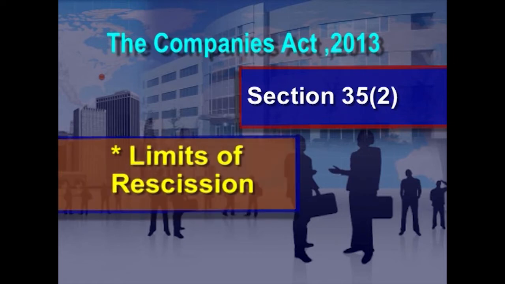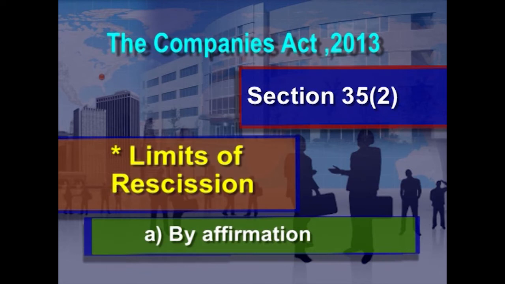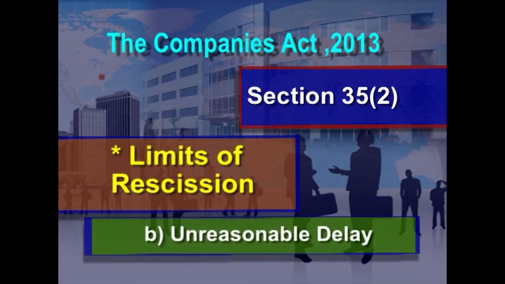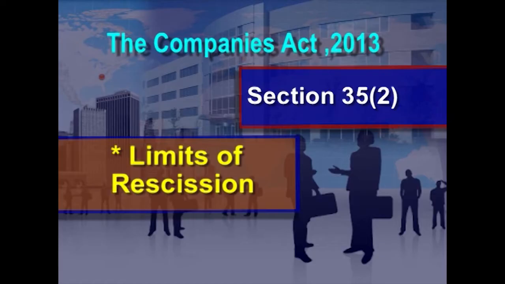6. Limits of rescission. A. By affirmation. If the allottee with full knowledge of misrepresentation upholds the contract, he cannot afterwards rescind. For example, after discovering his right to rescind, he attends meetings of the company, receives dividends or pays calls. B. Unreasonable delay. He has to take action against the company for avoiding the allotment within a reasonable time after discovering his right to avoid the allotment.